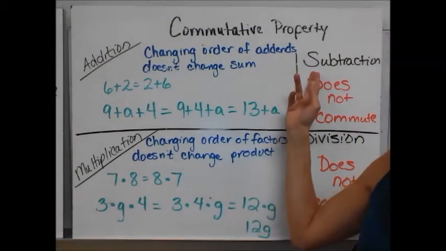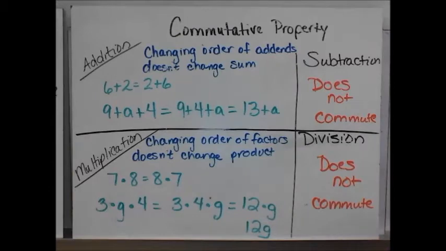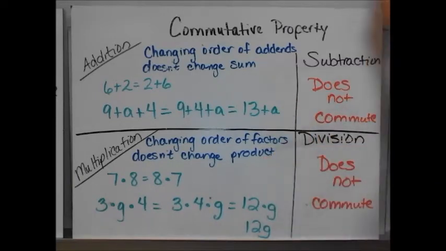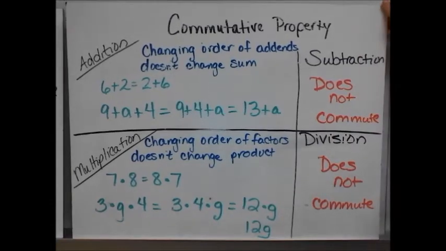So with subtraction, you cannot commute. Commutative property does not work because 6 minus 2 would be 4. 2 minus 6 would be negative 4, and those are opposites, two totally different numbers. So in division, you can't use commutative property with division either. So with the inverse operations of addition and multiplication, commutative property does not work.